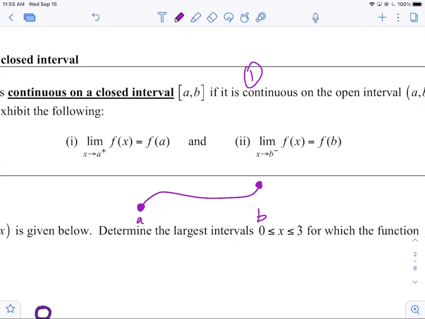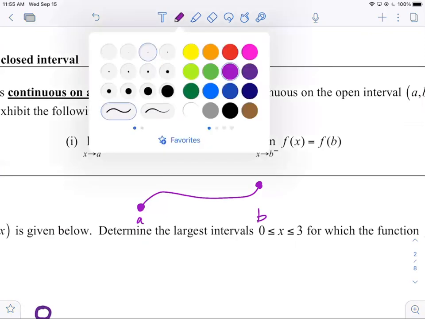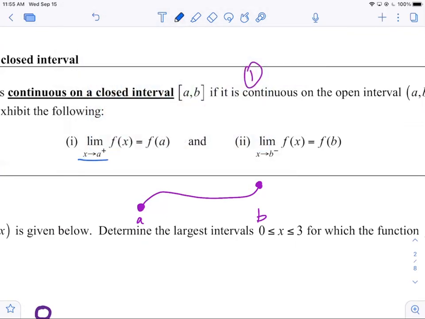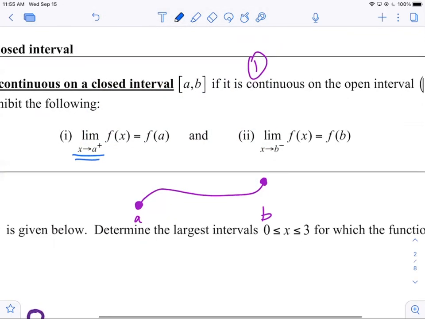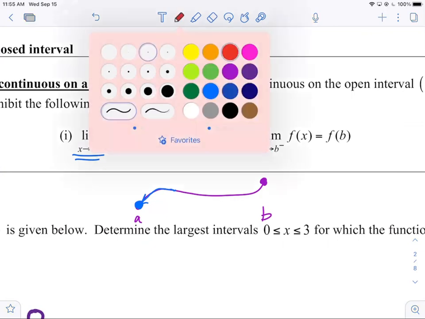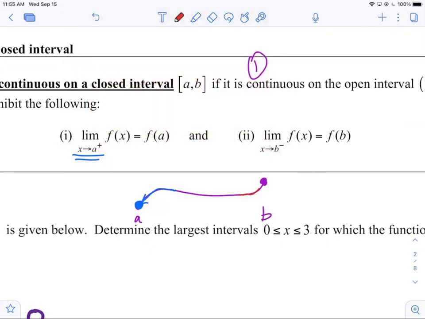I spy a continuous function on the open interval, check. Now, what do those other two pieces mean? If I approach A, which is the left endpoint of my interval, from the right-hand side only, and it equals the function value, then the left endpoint can be included. And similarly, if I approach the right endpoint from the one side, the left side of it, and it equals the function value, then I can include the right endpoint.